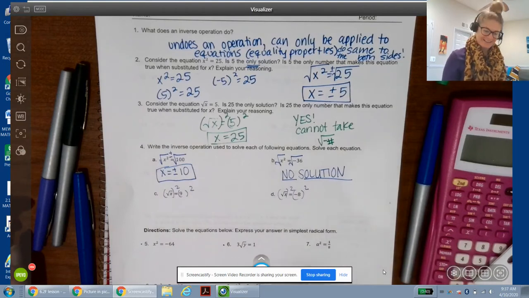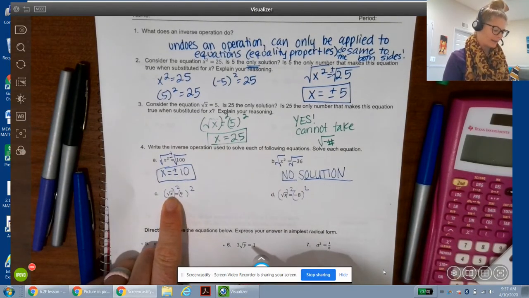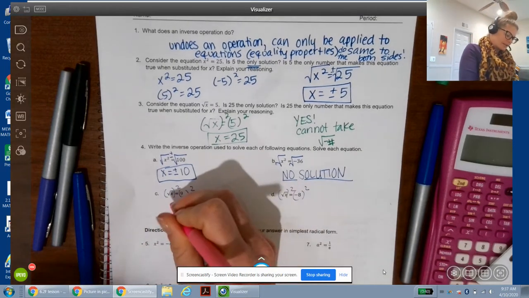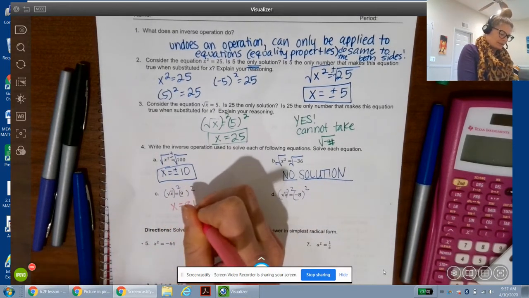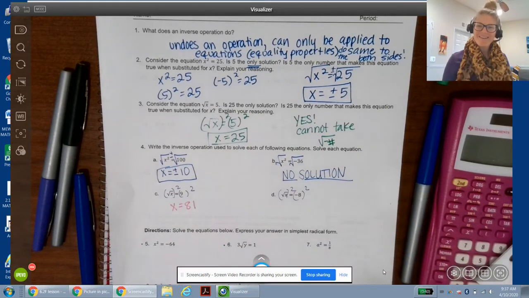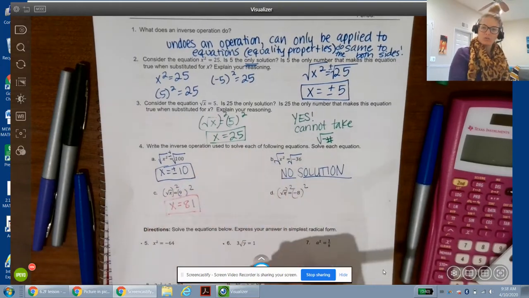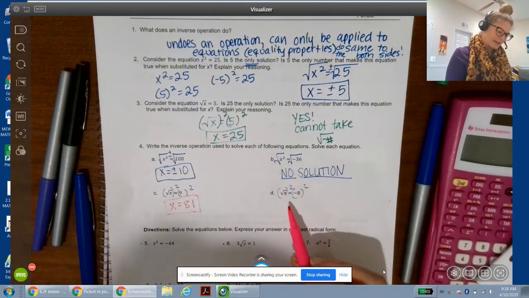Okay, let's take a look. Square root of x, we squared both sides. So that means x is equal to 81. And then pause. Could that also be negative 81? No, because you can't take the square root of a negative number. It's not real.